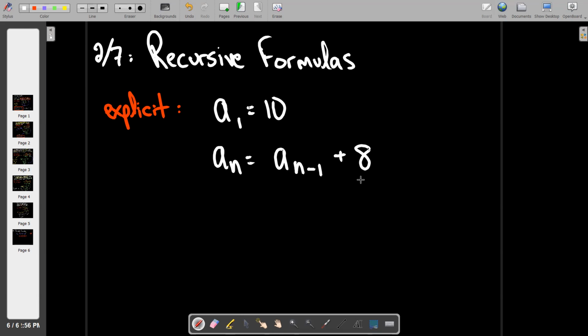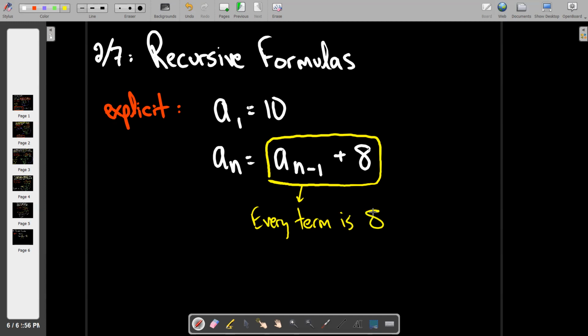And I'll tell you, let me try to translate something for you. I'm going to write something here, and I might unwrite this in a second if I don't like the way it comes out. But what that yellow box says is this: every term is 8 more. That's what the yellow box is telling you.